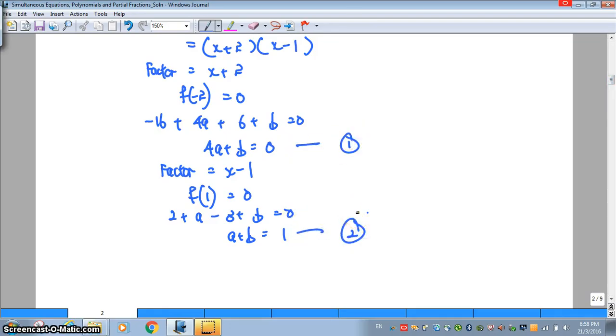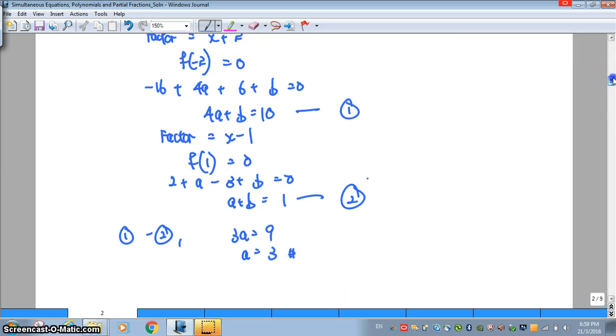Let me write the two equations together. I'm going to use the elimination method very quickly. Equation 1 subtract equation 2. What is left would be 3a is equal to 9, and in this case, your value of a will be equal to 3.